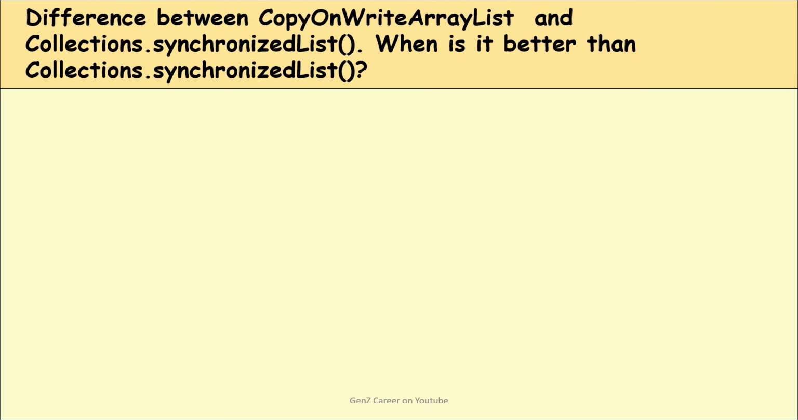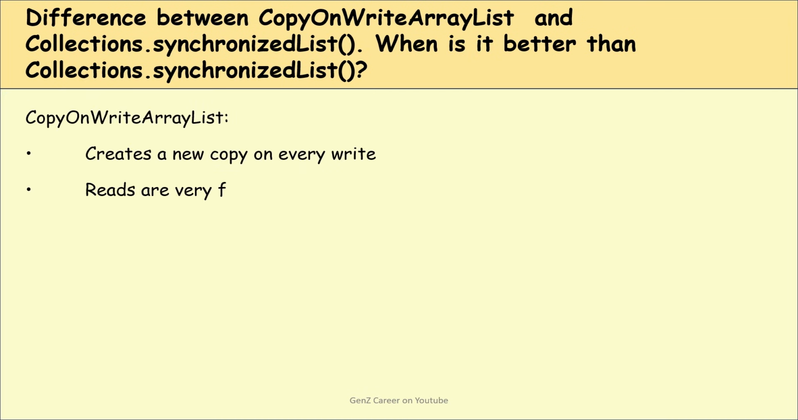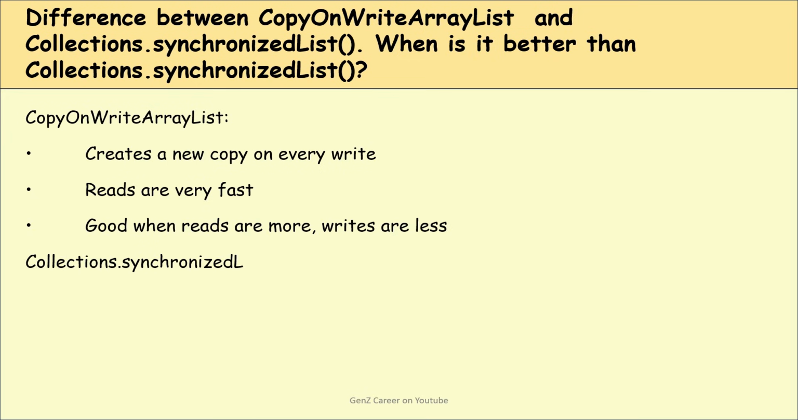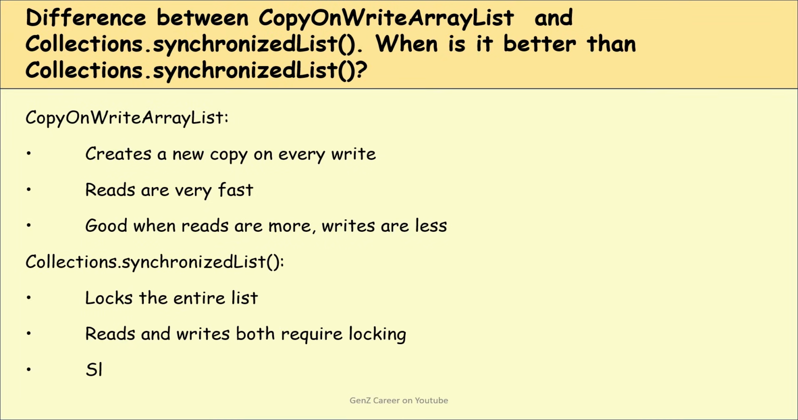Next question is, can you tell me the difference between CopyOnWriteArrayList and Collections.synchronizedList, and when is it better than Collections.synchronizedList? In CopyOnWriteArrayList, it creates a new copy on every write. Reads are very fast, good when reads are more and writes are less. Whereas in Collections.synchronizedList, it locks the entire list. Reads and writes both require locking, slower when many threads read data.